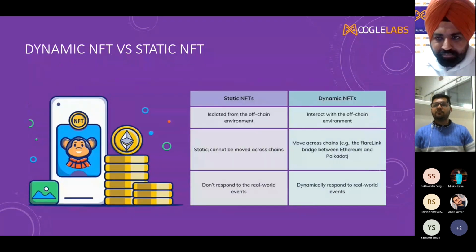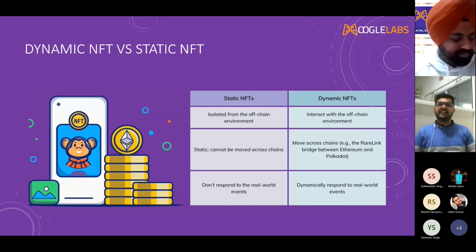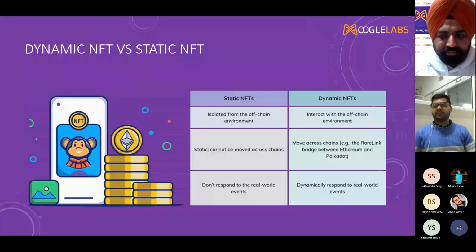We cannot move a static NFT from one chain to another, like Ethereum to Solana. But a dynamic NFT can be moved from one chain to another by using the concept of bridging. So this is the major difference between dynamic NFTs and static NFTs.